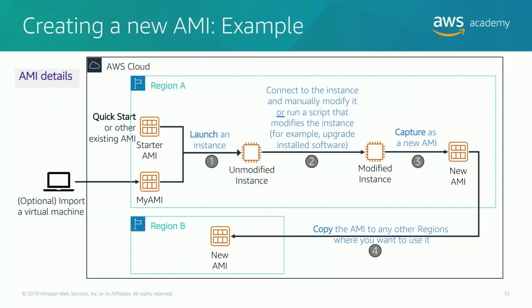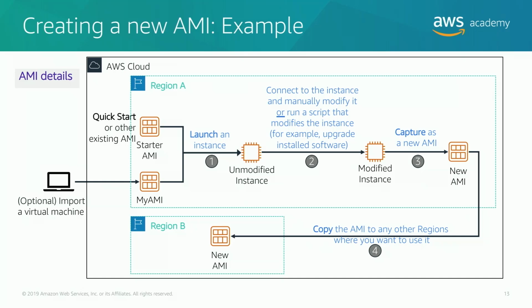Starting with step 1, you see that you can create an instance from a starter AMI such as QuickStart, or you can create an instance from a virtual machine that you imported from your on-premises data center that you turned into an AMI. Regardless of which AMI you launched the instance from, you can then connect to the instance, which is labeled unmodified instance in the diagram here, and make some modifications to it.